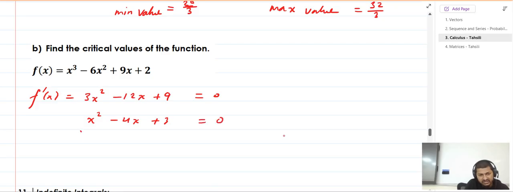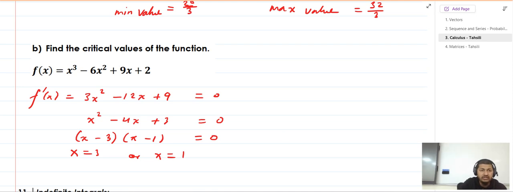Now we can factor it out. We got (x minus 3)(x minus 1) equal to 0. So x is equal to 3 or x is equal to 1. Now if you remember, these are the critical values. There are two critical values, which are 3 and 1. Critical values are 3 and 1.